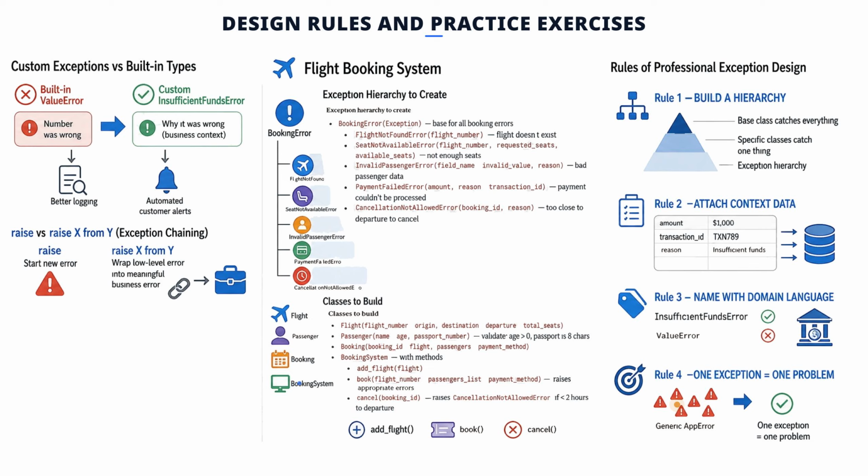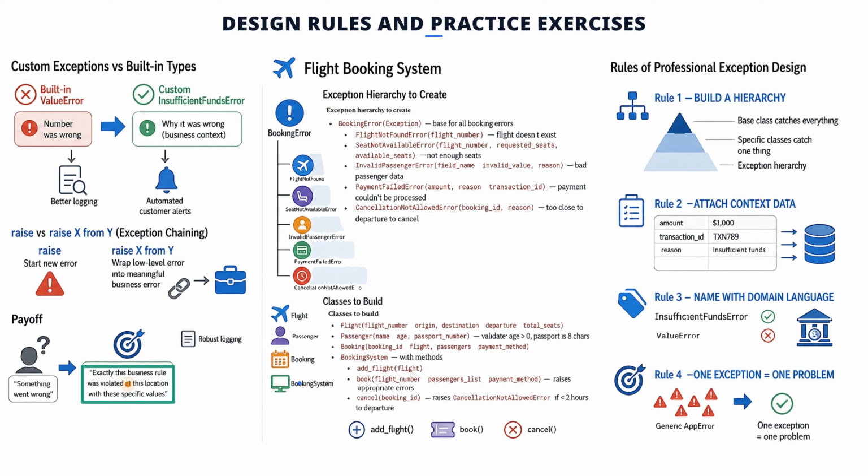By moving away from generic Python errors and implementing a structured hierarchy of custom exceptions, you completely transform how your application handles failure. You move from a confusing something went wrong state to knowing that exactly this business rule was violated at this location with these specific values. Following these rules empowers you to build robust logging systems, clear user-facing alerts, and sophisticated error recovery logic that makes your software truly resilient and professional.